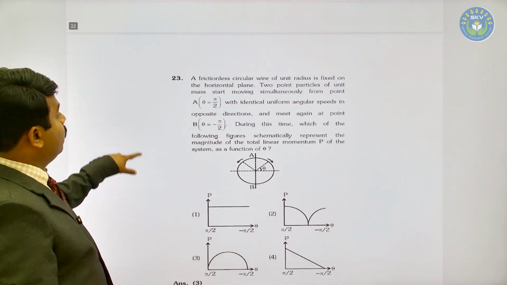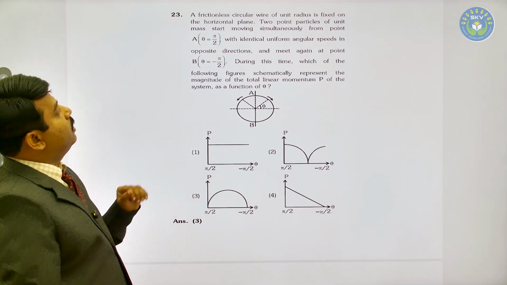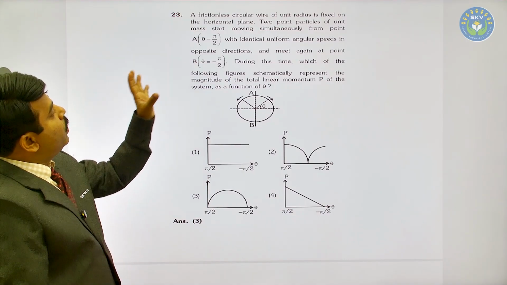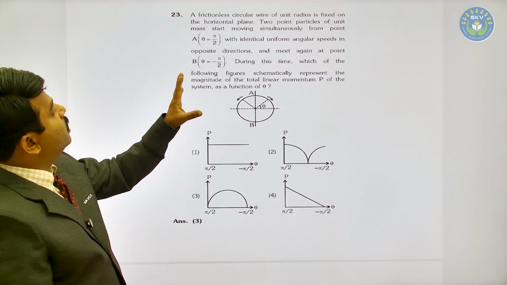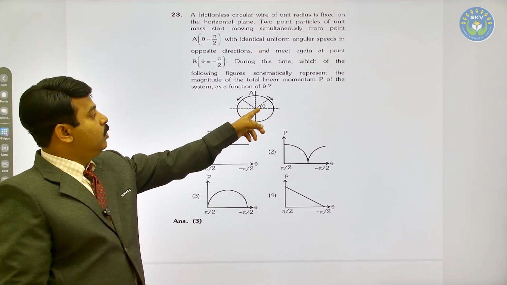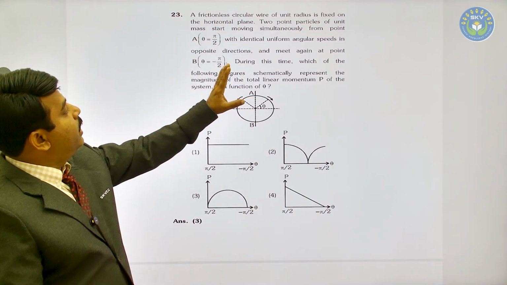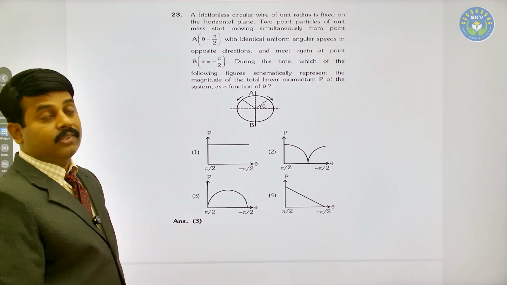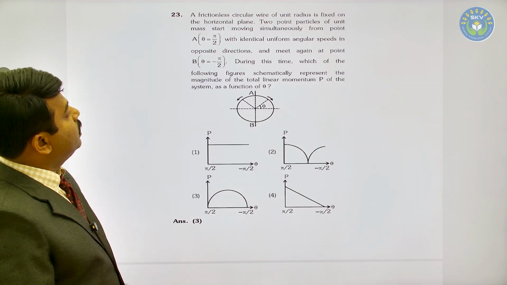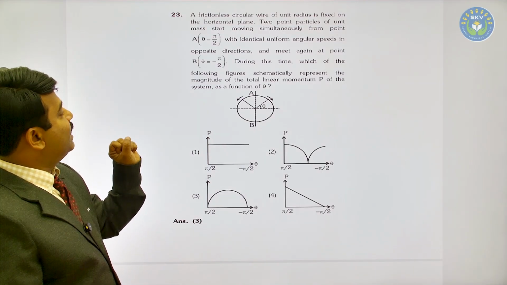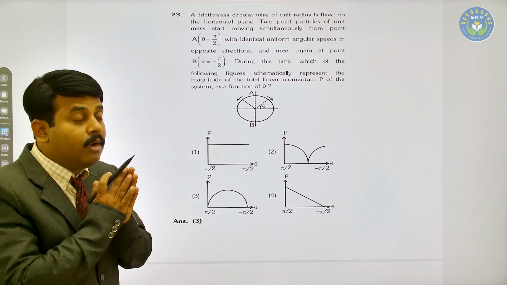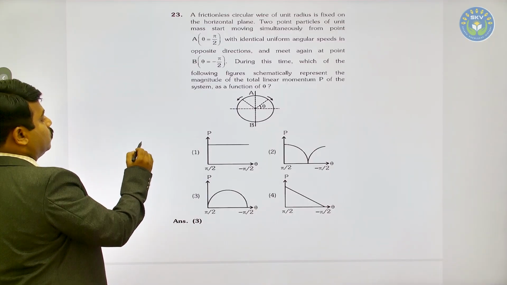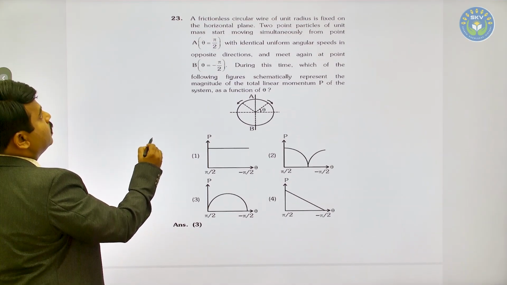Next question is, a frictionless circular wire of unit radius is fixed in a horizontal plane, and two point particles of unit mass start moving simultaneously from the point theta is equal to pi by 2, with identical uniform angular speed in opposite directions, and meet again at the point theta is equal to pi by 2. During this time, which of the following diagrams schematically represents the total momentum of the two particles? So let me draw a diagram first.